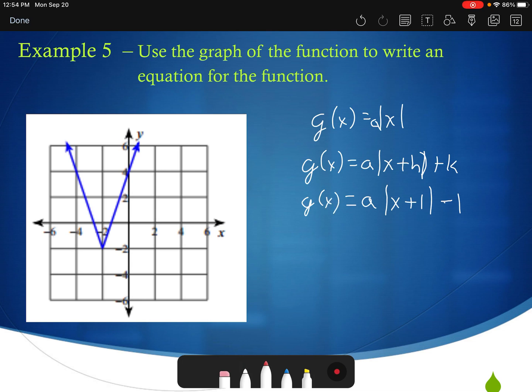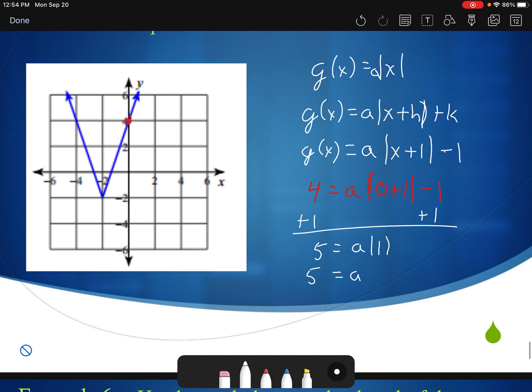Now we got to find a point. Looks like 0, 4 is a point. So 4, ooh, that doesn't look very good, does it? 0 plus 1 minus 1. So that's going to be add 1, you get 5 equals, so there you go, A is 5. So our equation then is g of x equals 5 absolute value of x plus 1 minus 1.